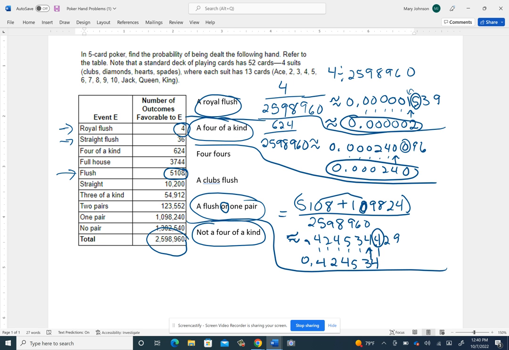Okay. And then let's look at not a 4 of a kind. So earlier we did 4 of a kind. If you've already done 4 of a kind, not a 4 of a kind should be 1 minus that, is one way to think about it. But we also could have thought, well, there's this many hands.